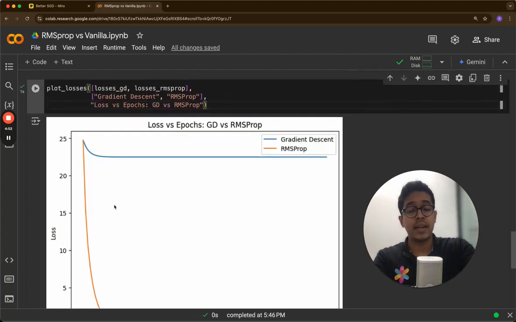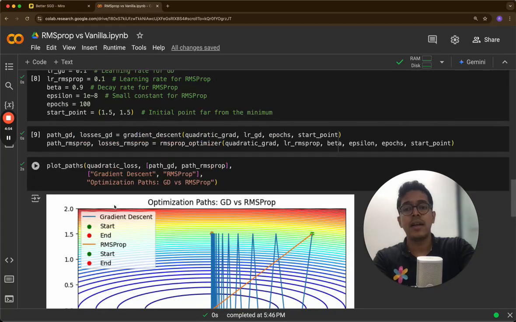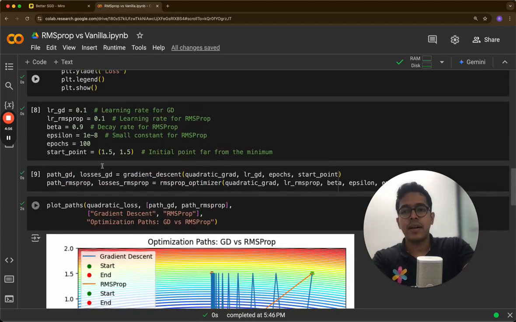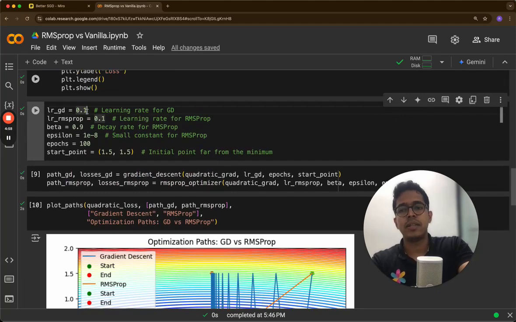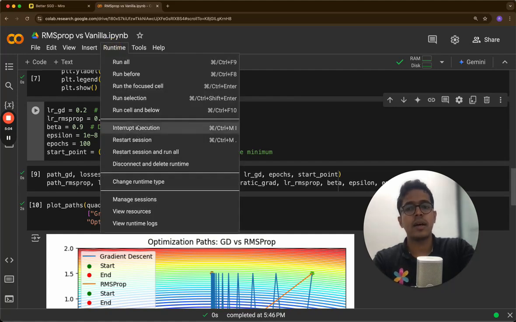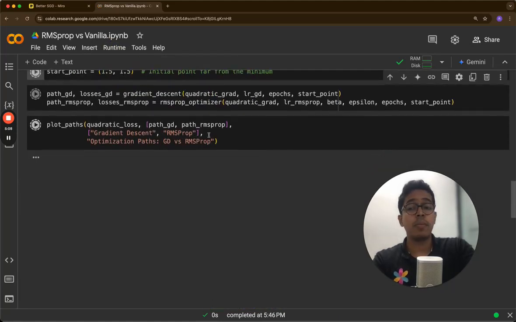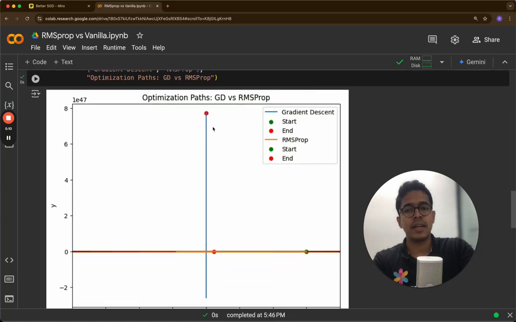In stochastic gradient descent it was very, very high. Now to even highlight this point, let's increase the learning rate from 0.1 to 0.2. So if the learning rate is 0.2, of course there is a chance for the normal vanilla gradient descent to diverge, and indeed it has diverged.